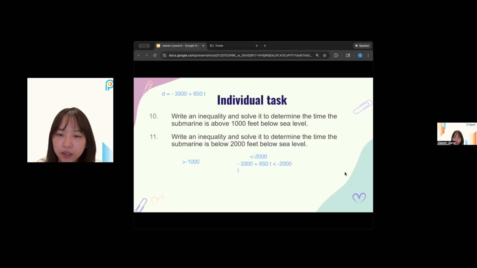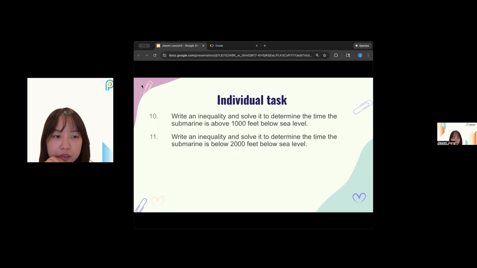It's t less than 2. Okay, can anyone explain to me what this answer means? Like t is less than 2. Yes, the submarine is below 2,000 feet below sea level for the first 2 minutes of its ascent, yes. Okay, good job.